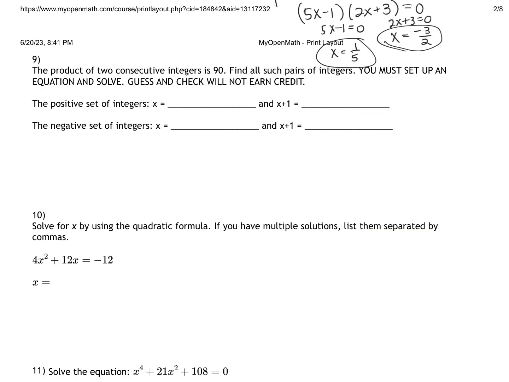Okay, this next one, we have the product of two consecutive integers is 90. Find all such pairs of integers. You must set up an equation and solve.